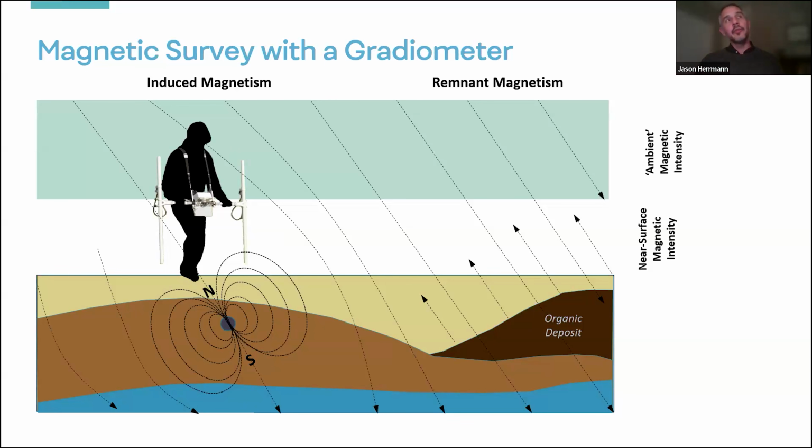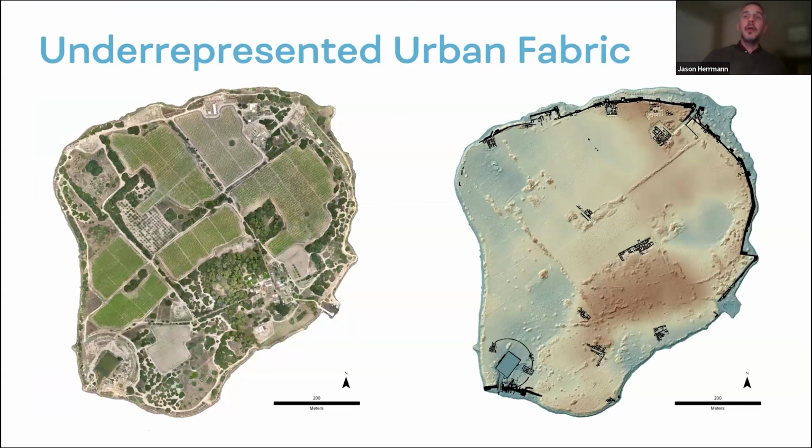It doesn't see depth. You can't calibrate it to see deeper or farther. It just records what it's being exposed to at that very place. So the bottoms of these sensors are sensitive to the magnetism, and they just record the magnetism right there. So let's go back and see how it contributed to our work at Motya.